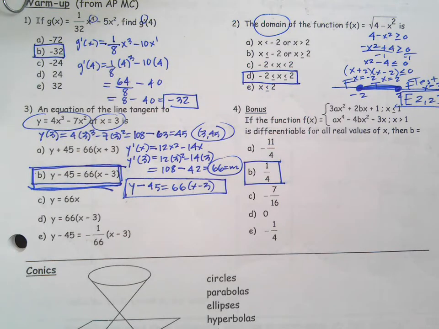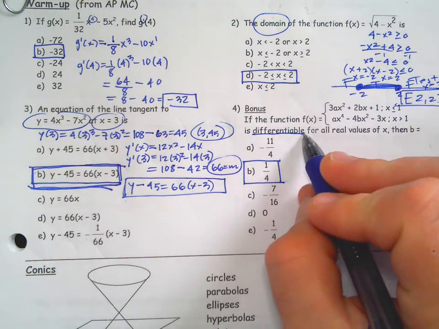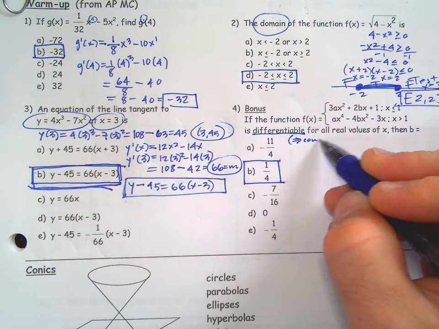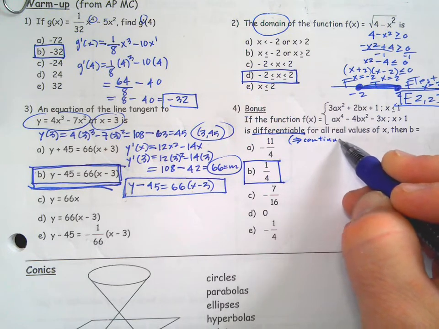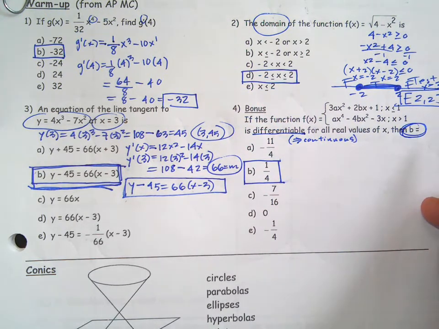Number 4 says bonus. That doesn't mean optional. That means bonus as in, yay, I get to do another problem in the warm-up that's challenging. If the function is differentiable, which by the way, remember also means continuous, you've got to be continuous to be differentiable, for all real values of x, then b must equal what?